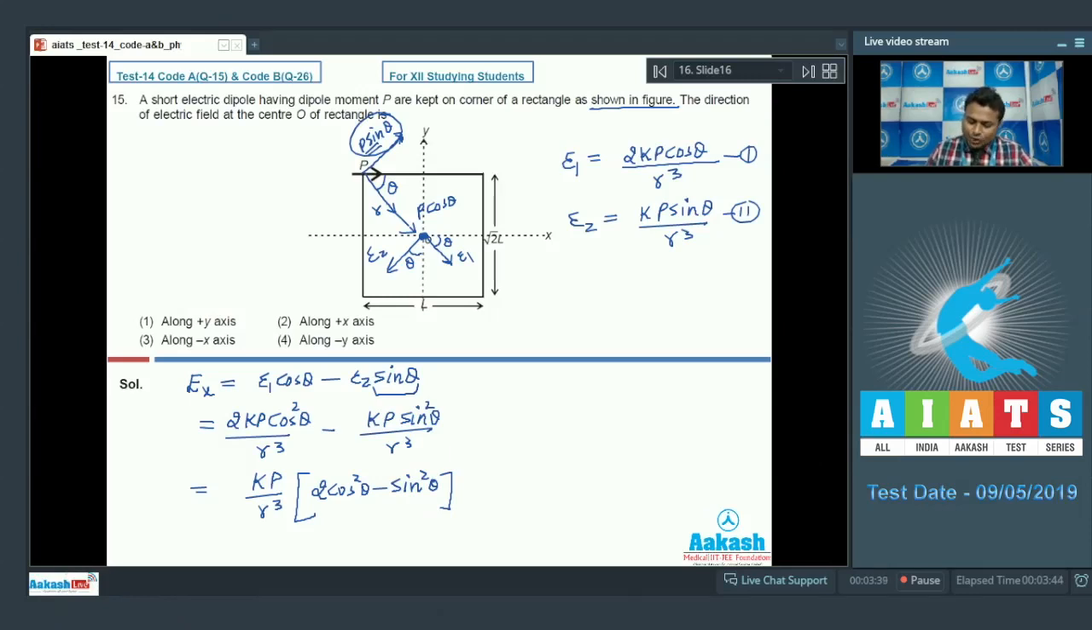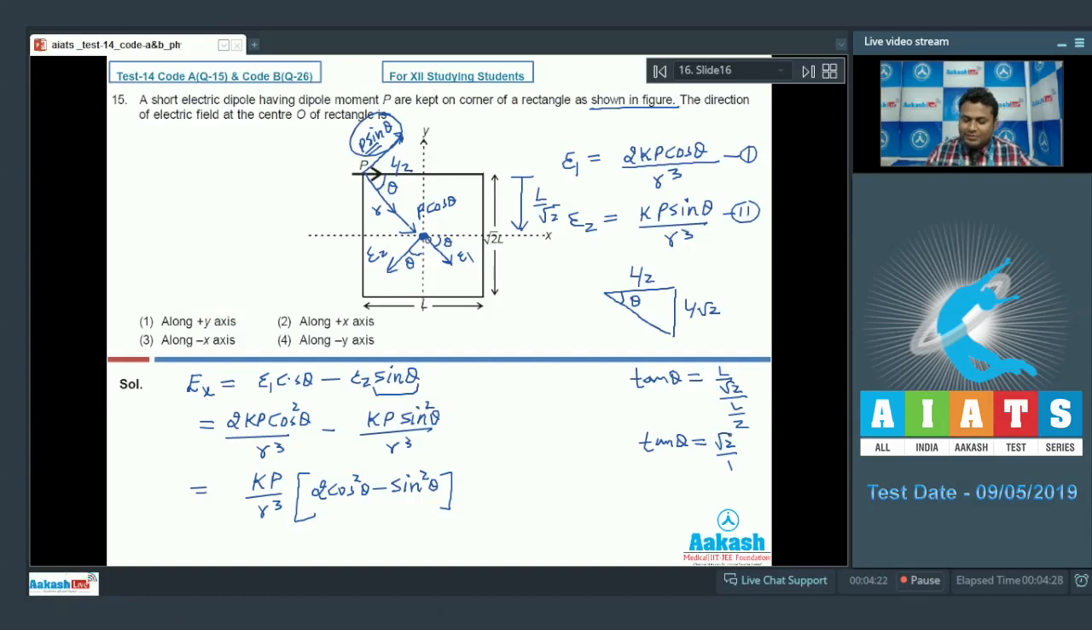Now let us talk about the angle theta. See, in this particular rectangle, this is root 2 L, so half will be L upon root 2. This is L, so this length will be L by 2. Now look at this triangle: theta, L by 2, L by root 2. Tan theta we can write as perpendicular upon base, that is L upon root 2 divided by L by 2. Solving it gets us tan theta, that is root 2 by 1.